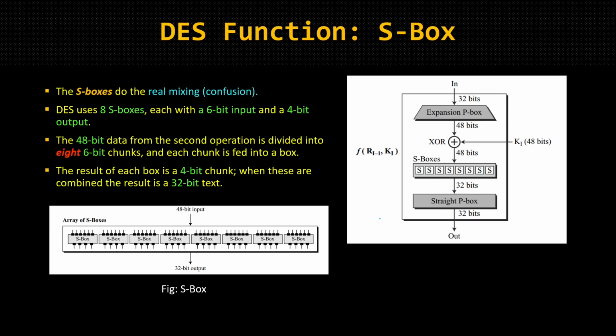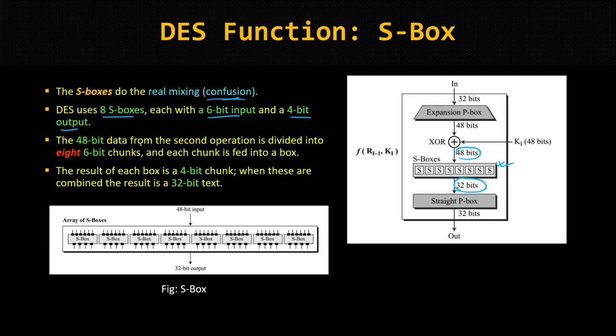Now moving on to the S box of our DES function. You can see here we have the S boxes, right? There is a group of 8 S boxes here. These S boxes are responsible for making the confusion. Now DES uses 8 S boxes, each with a 6-bit input and a 4-bit output. That is how the 48 bits fed into the S boxes will produce a 32-bit output.